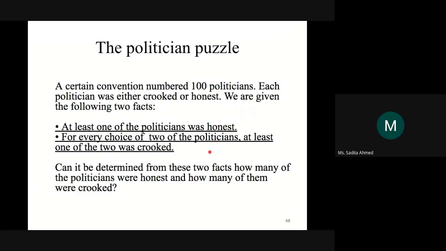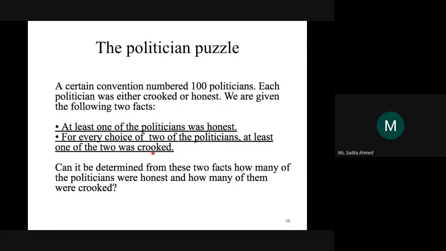Again, what if? You have to think about whether this "what if" is possible or not. I mean, to combine these two statements: one crooked politician and all the others honest. Is it possible? It says that for every choice of two politicians, at least one will be crooked.